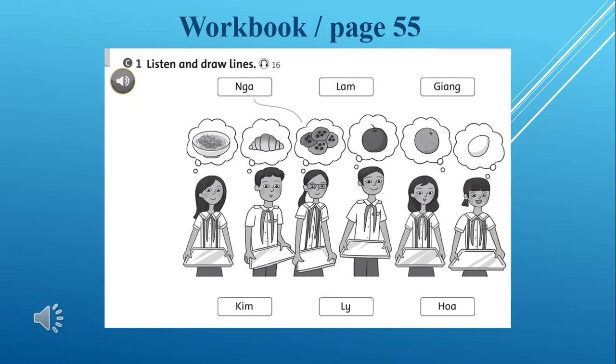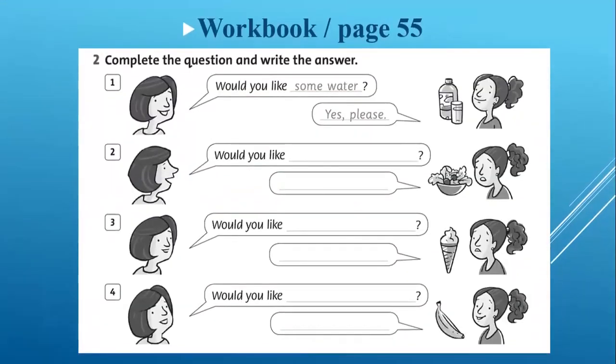Now let's check the answers with me. Okay, let's continue. Exercise number 2. You will complete the question and write the answers. Now look at this picture. Would you like some salad? No thanks, because she is unhappy.